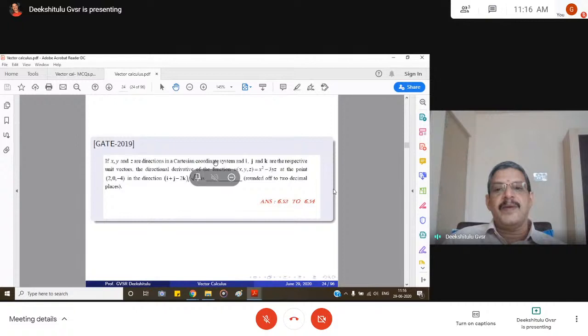Directional derivative. Because the surface is given, first we have to find the gradient normal to the surface, gradient u. The direction we want is already a unit vector. Why? Because for i plus j minus 2k, the magnitude is square root of 1 plus 1 plus 4, which is 6. Square root of 6 by square root of 6 is 1. So it's already a unit vector, and you need not normalize it. First you have to find gradient u at this point (2, 0, minus 4), dot this vector, which gives you the directional derivative.